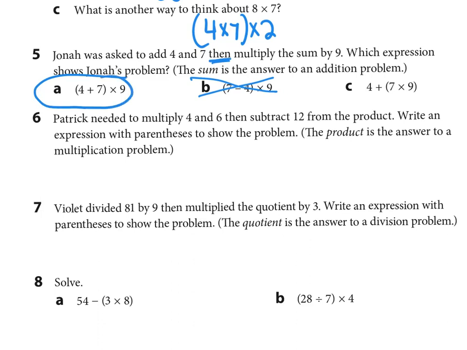Looking now at number 6, it says Patrick needed to multiply 4 and 6, then subtract 12 from the product. Write an expression with parentheses to show the problem. The product, as a reminder, is the answer to a multiplication problem. So he needs to multiply 4 and 6, then subtract 12 from the product. So multiplying 4 and 6 would look like this. Then subtract 12 would look like this.